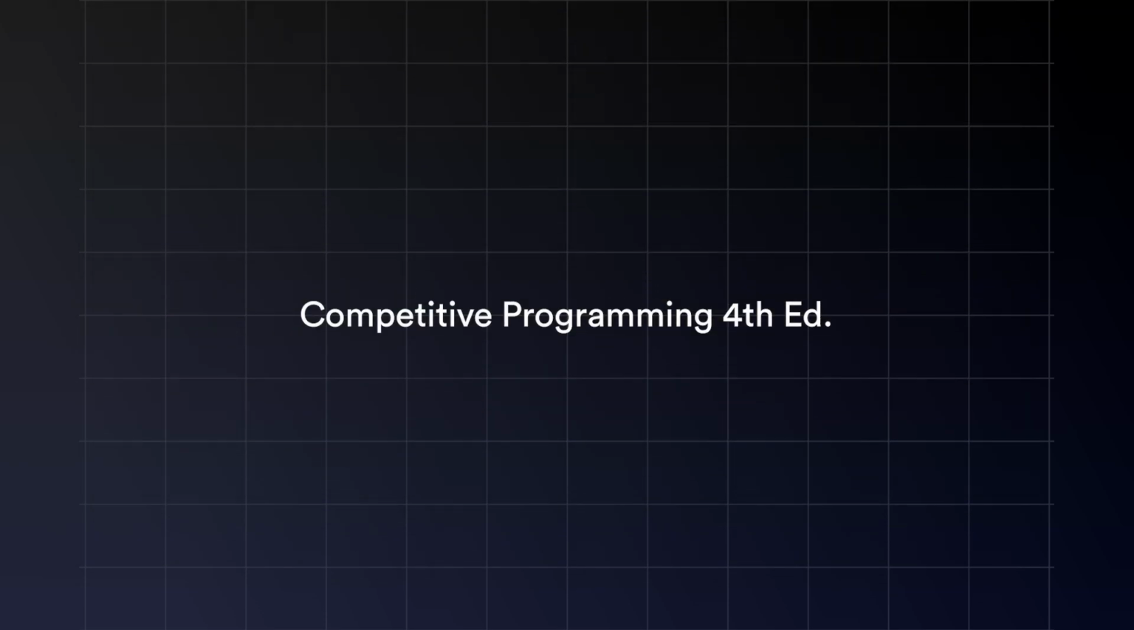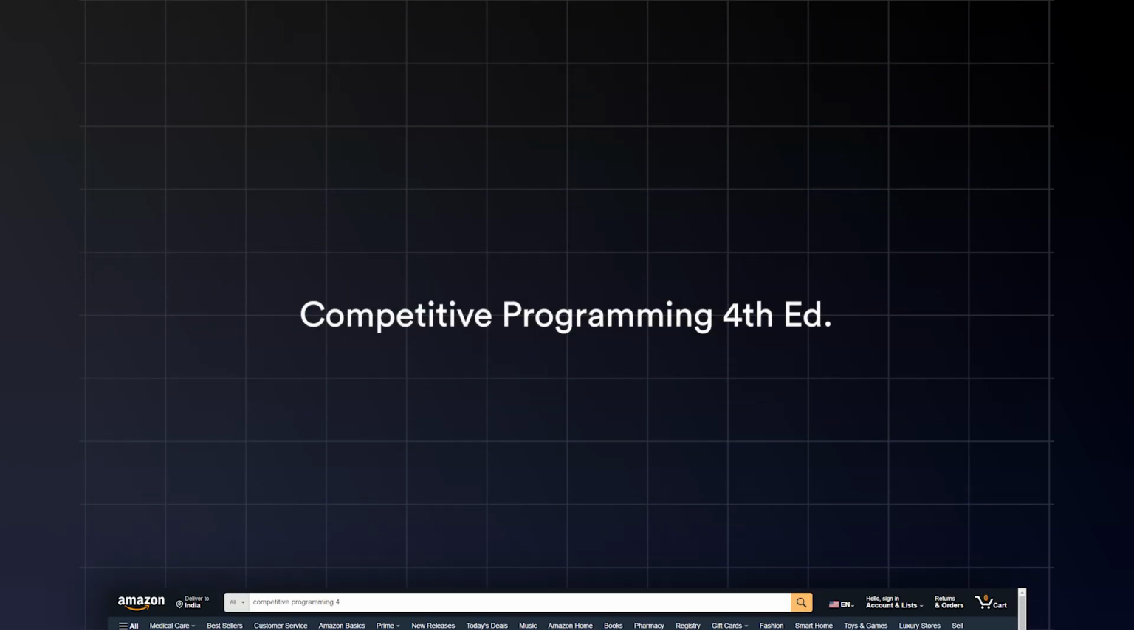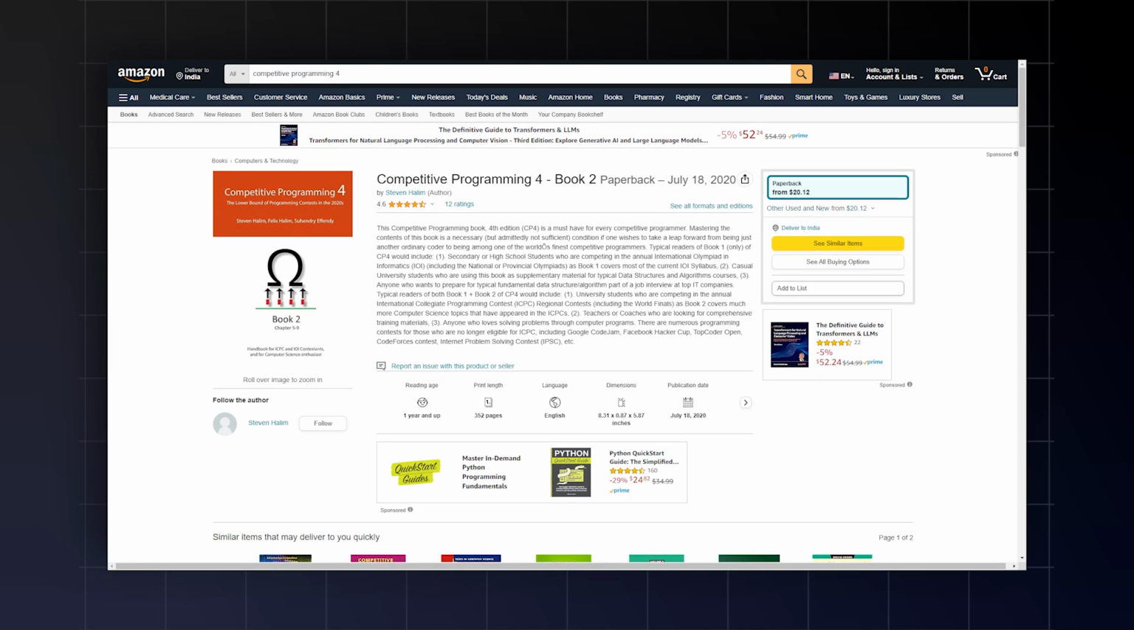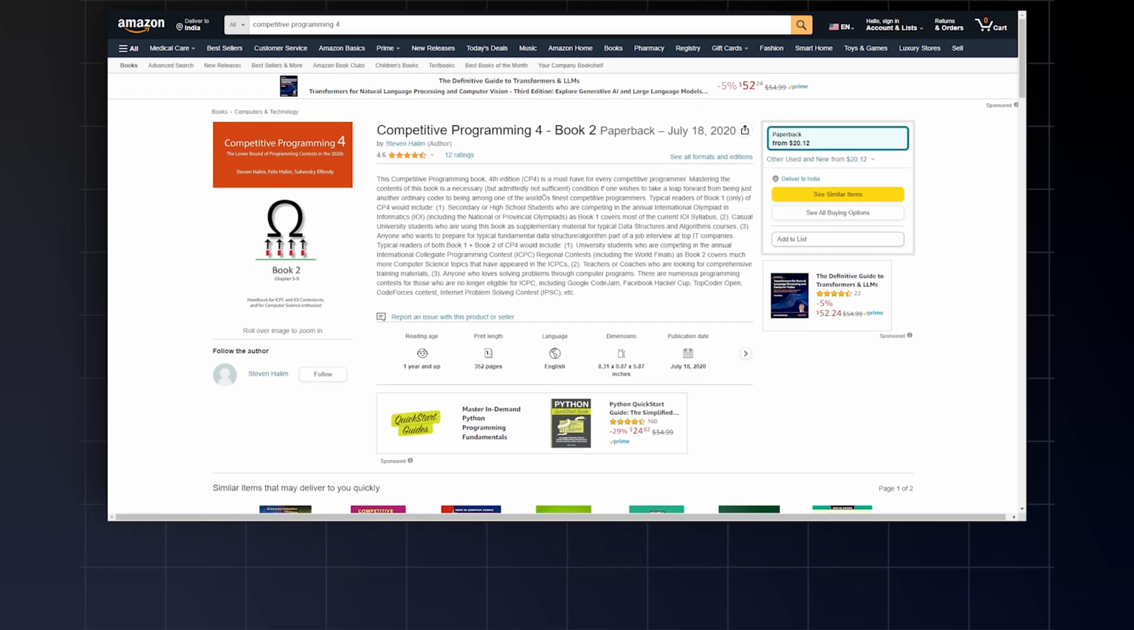Lastly, we have Competitive Programming 4th edition. For seasoned algorithm enthusiasts, this book dives into every niche data structure and algorithm that could potentially be asked in any coding interview. While such extensive preparation may not typically be required for FAANG-type companies, it can be relevant for roles in hedge fund-type companies.